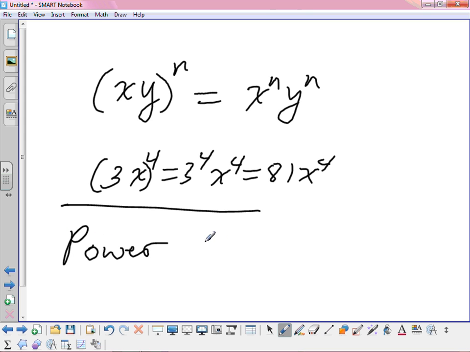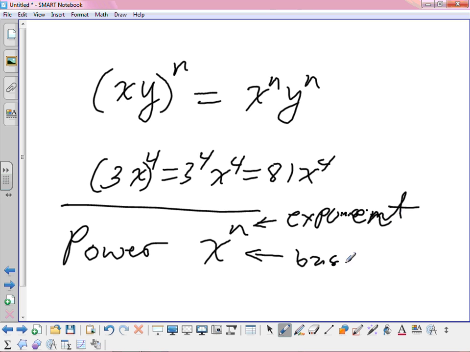There's some terminology. That entire quantity, something like 3 to the 4th, is said to be the 4th power of 3. So the entire quantity is referred to as a power that has what? An exponent. And a base.